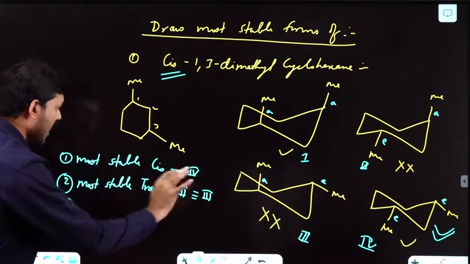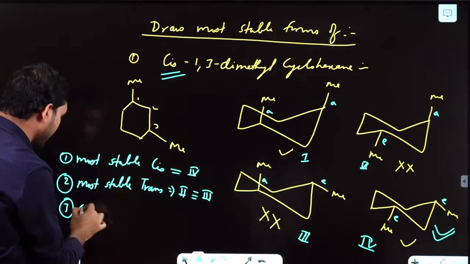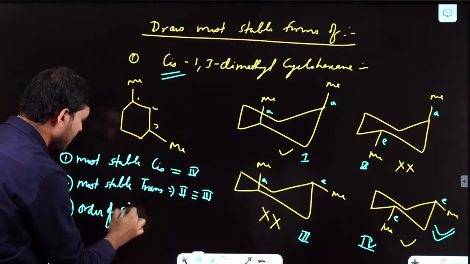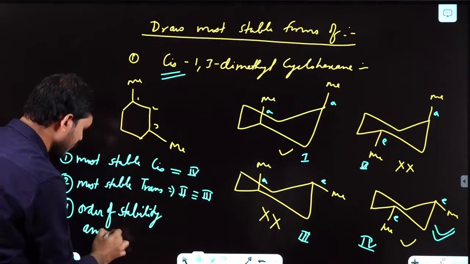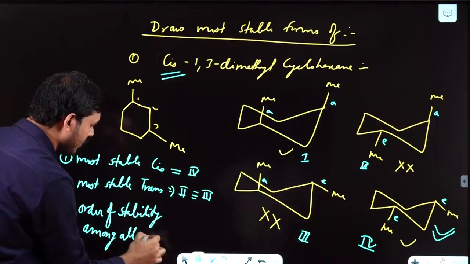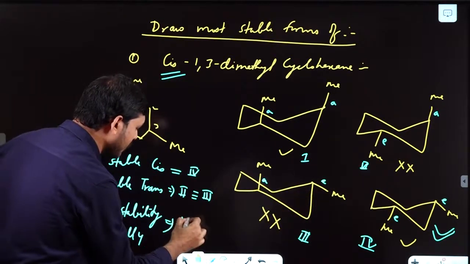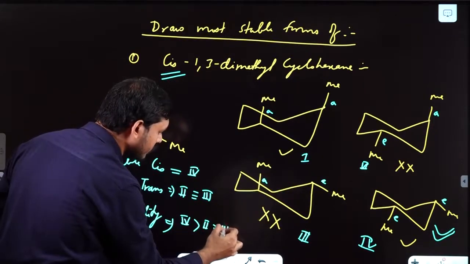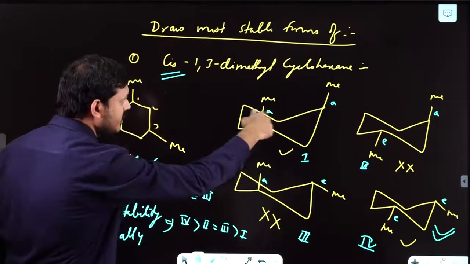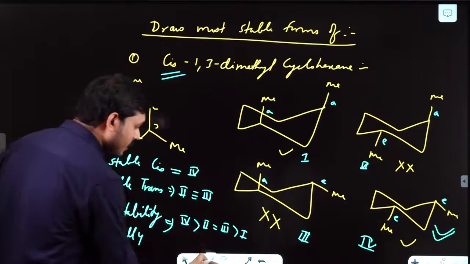Now if you are asked among 1,3-dimethyl-cyclohexane, the order of stability among all four conformers, then you can see here when both are equatorial, meaning fourth, it will be stable, then second equals third, and then finally first, because in first both are in axial position. Okay, I think you have noted it down. So next, come to the next question.